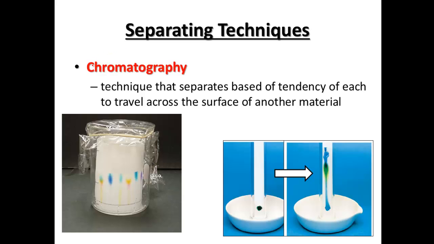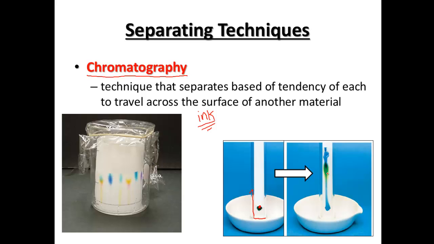Our third technique, chromatography. Chromatography separates based on the tendency of a material to travel across the surface of another material. Our biggest example of this one to start out with is ink. Different types of ink are usually mixtures of two or more different pigments. If you put a little dot of ink on a page and allow it to be in a liquid, as that liquid absorbs up the page, it's going to pull the ink with it. And as it pulls the ink with it, those different pigments are allowed to separate out into different colors.